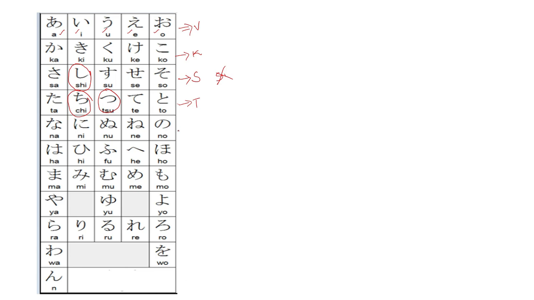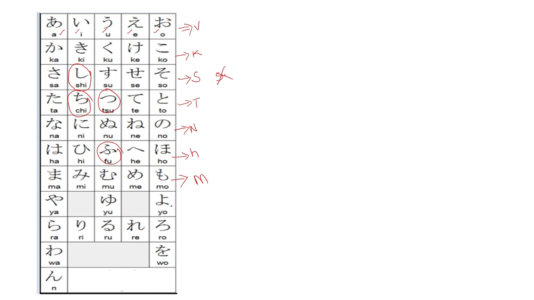The next line is the Na line. Na, Ni, Nu, Ne and No. The next line is the Ha line. Ha, Hi, Fu, He and Ho. There is an exception in this line, which is Fu. There is no letter Hu in this line. Okay, the next line is the Ma line. Ma, Mi, Mu, Me and Mo.